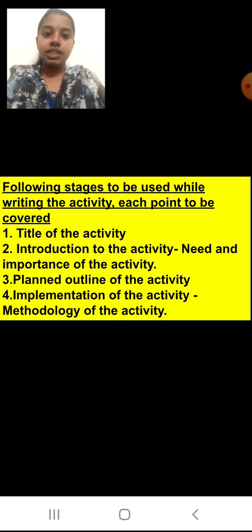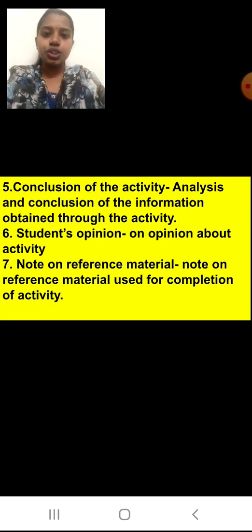Fifth, implementation of the activity, the methodology of the activity. If you are finding out anything, what is the method? Like if I give you any instrument, how it is working and all, that will come under your methodology. Okay students, now the conclusion of the activity: analysis and conclusion of the information obtained through the activity. What conclusion you have drawn from that activity, you are going to tell us.